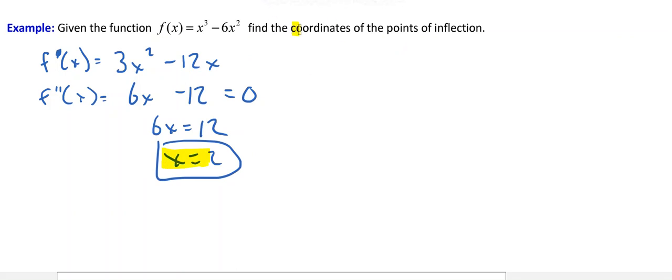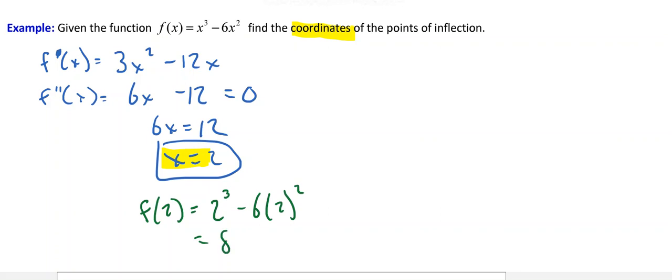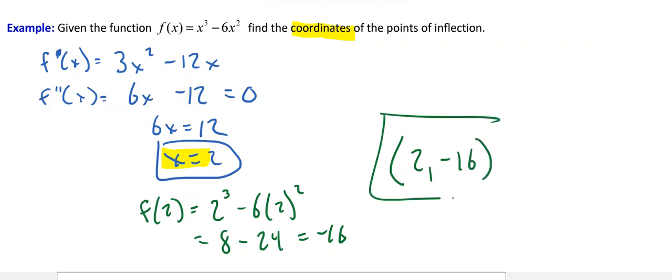If you want to find the coordinates, that means we also need to find the y value. So we need to then find f of 2. So f of 2 would be 2 cubed minus 6 times 2 squared, which is 8 minus 4 times 6, which is 24, or negative 16. Hope I'm doing my arithmetic correctly. So we get the point 2, negative 16. That is my point of inflection.